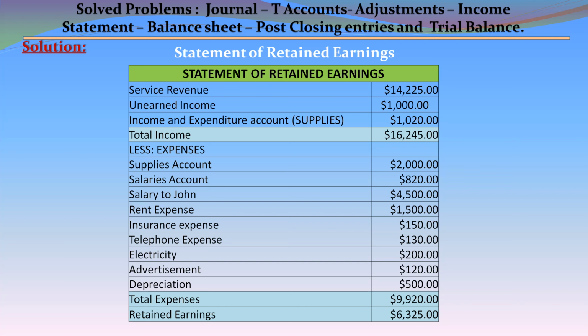Income and expenditure. Supplies account closing stock 1020. Total income 16,245. Less expenses: supplies account 2,000, salaries account 820, salary to John 4,500, rent expense 1,500, insurance expense 150, telephone expense 130, electricity 200, advertisement 120, depreciation 500. Total expenses 9,920. Retained earnings 6,325. 16,245 minus 9,920, 6,325 is the retained earnings.